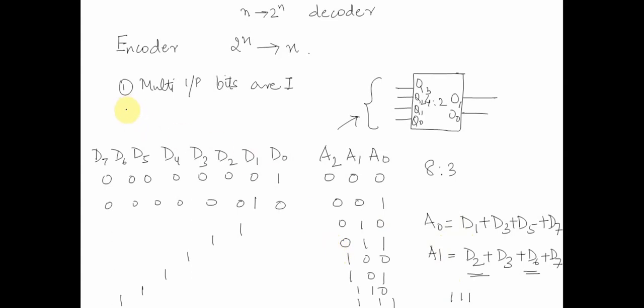And the second problem is, when my D0 is 1, my A0 is 0, A1 is 0, A2 is 0. What if all the inputs are 0? Still, in that case also, my entire output will be 0, in case of all inputs being equal to 0. So there are two problems in this basic encoder where we looked at 4 to 2 and 8 to 3, right?